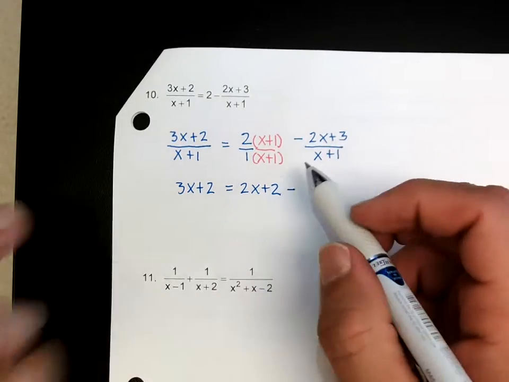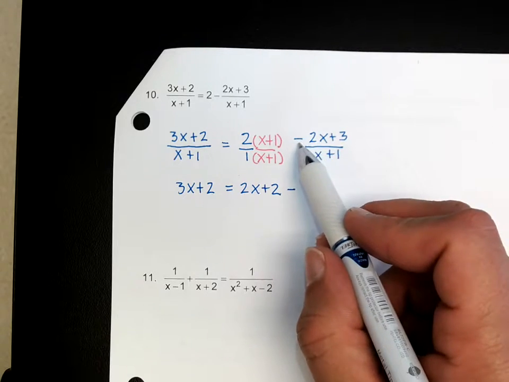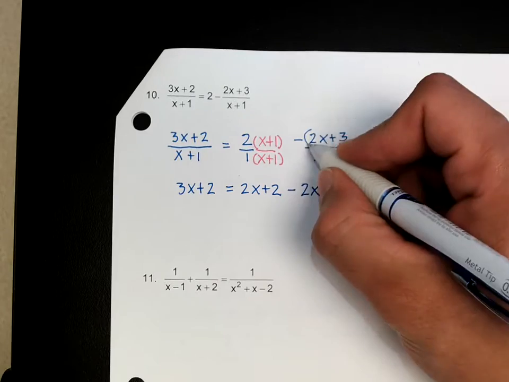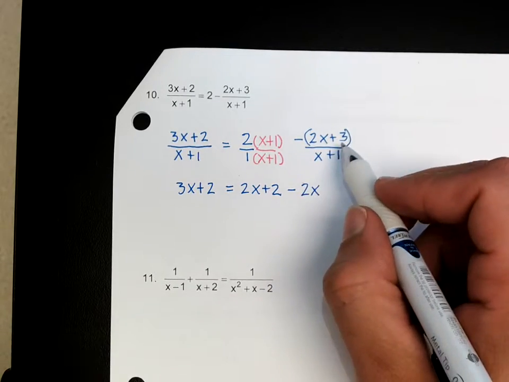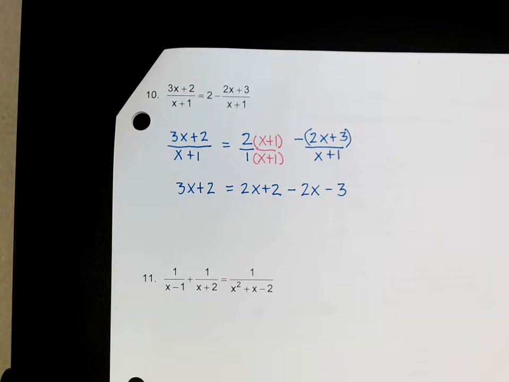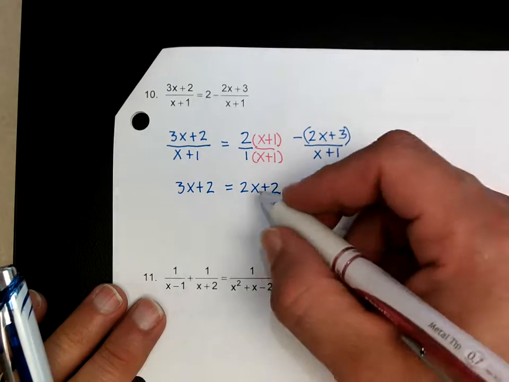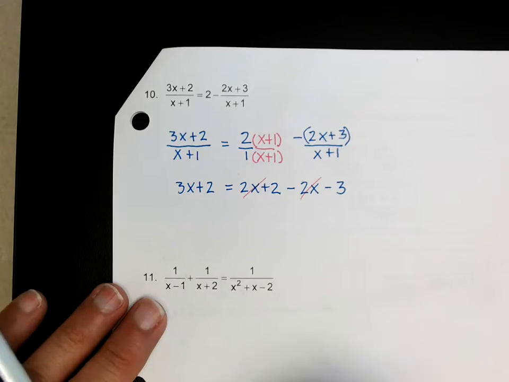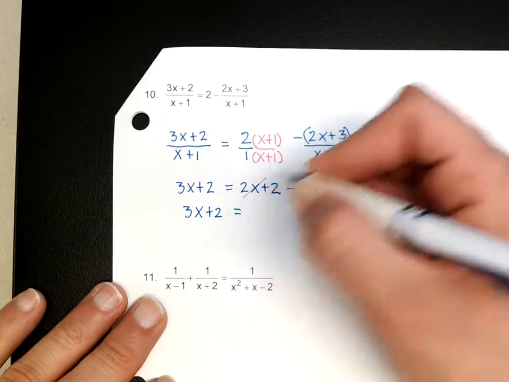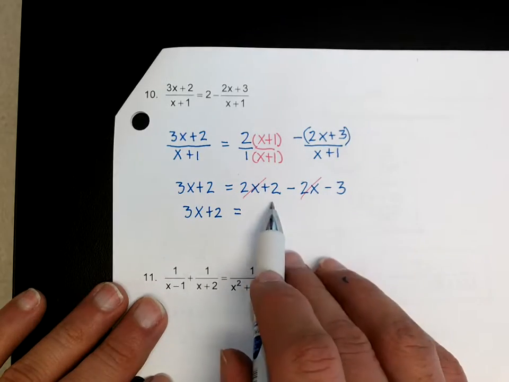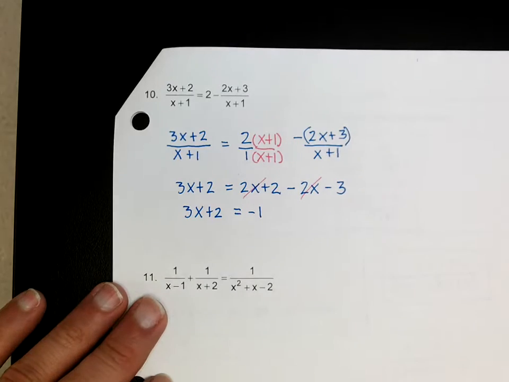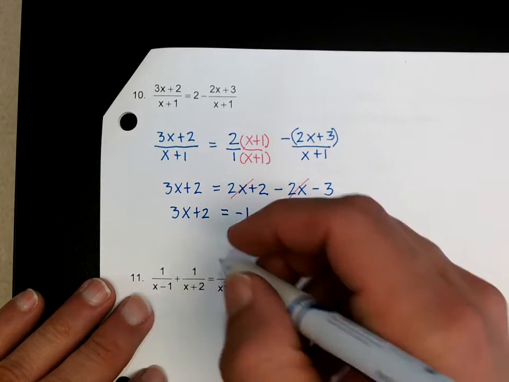Now be careful because of this minus right here. This minus is going to make that a negative 2x, but it is also going to make that a negative 3. So be careful with that. Add the like terms on each side of the equal sign, and notice that I have 2 minus 3, which is going to give you negative 1. And then from there you're going to solve.